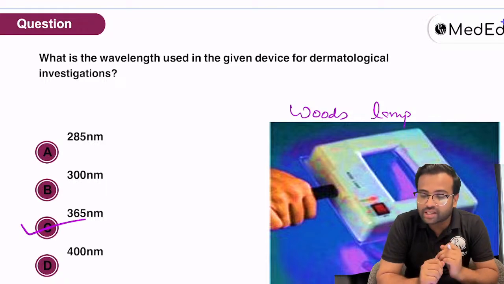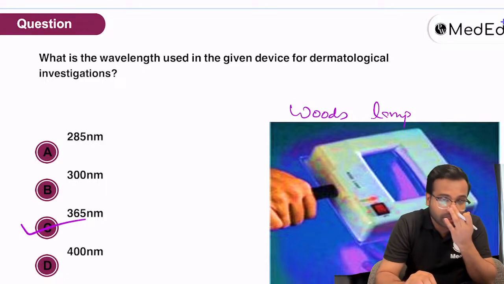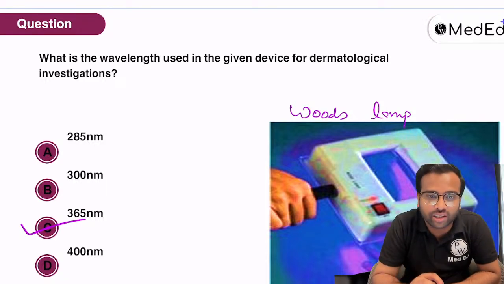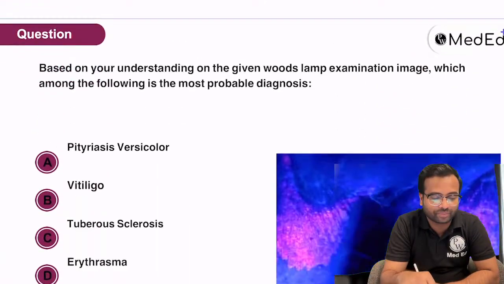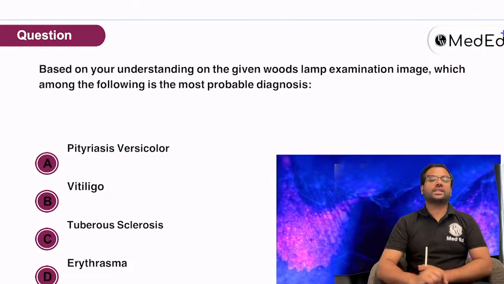Okay, so Nasrina is saying that this is again a Woods lamp, and she has answered it right as well. It is 365 nanometer. Excellent. So now let's go to the next one. So now let's see this question.